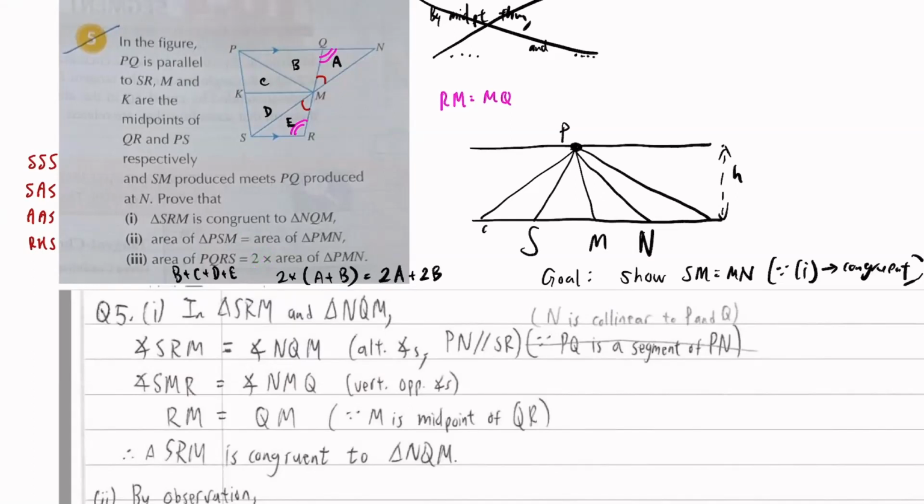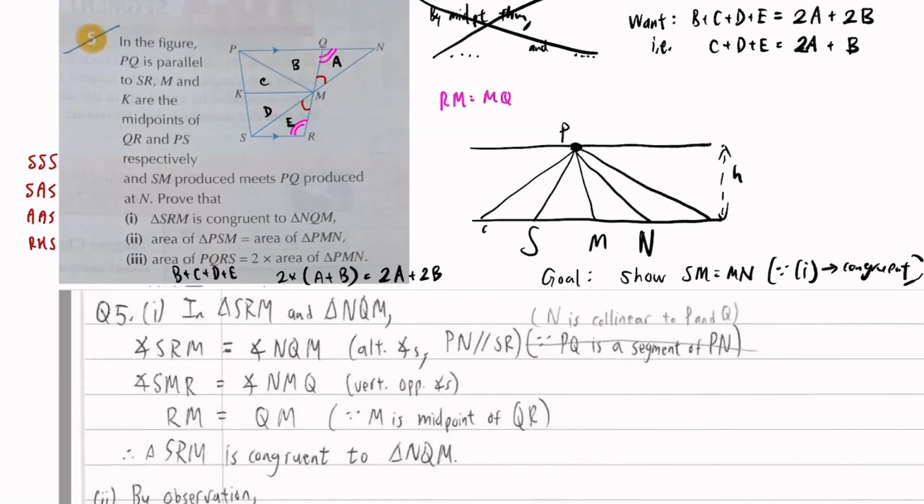So what we want to show is B plus C plus D plus E, the area of parallelogram, is 2 times A plus B, which simplifies to 2A plus 2B. Cancel B on both sides. So C plus D plus E equals 2A plus B. Okay? But what else do you know? A and E are the same, congruent triangles.